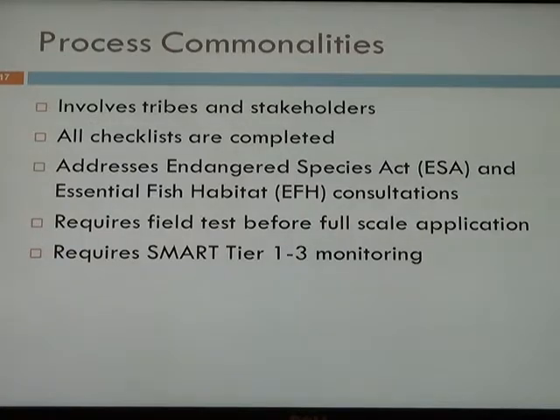So the pre-authorization area process and the case-by-case process have a number of commonalities. Both of the processes involve tribes and stakeholders. In both processes, all checklists are completed within the plan. Both address Endangered Species Act and essential fish habitat consultations. Both require field tests before full-scale application, and both require SMART Tier 1 through 3 monitoring. So visual observation that dispersants are being effective and testing of the water column to make sure that they are effective.